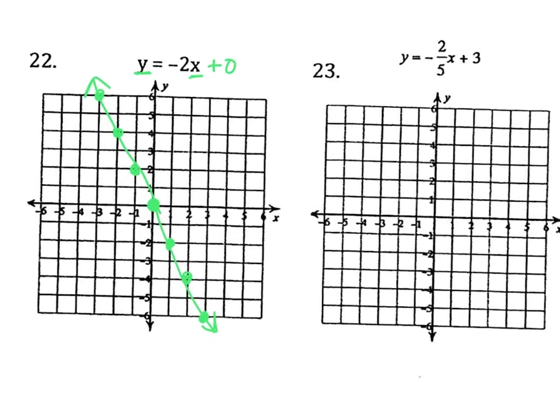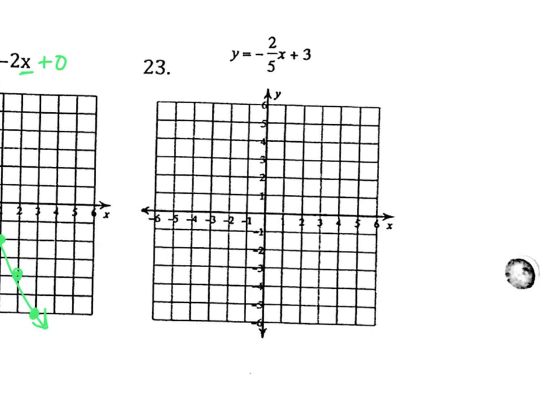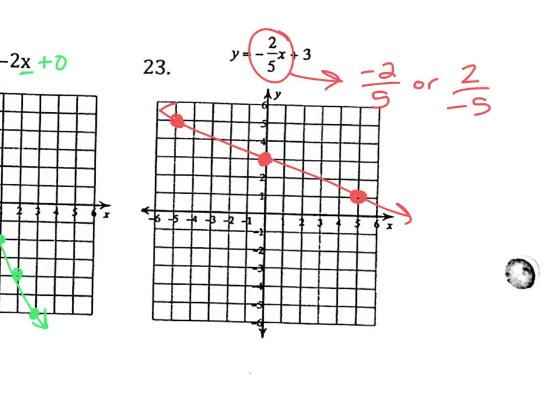All right, question 23, we're going to start at +3. This one is already in slope-intercept form, which is easy. Remember, you have to either make it -2/5 or 2/-5. You have to put that negative in only one place. You can't put it on both of them. So I'm going to go down 2 and to the right 5, or I can go up 2 and to the left 5. And that's going to give me my line.